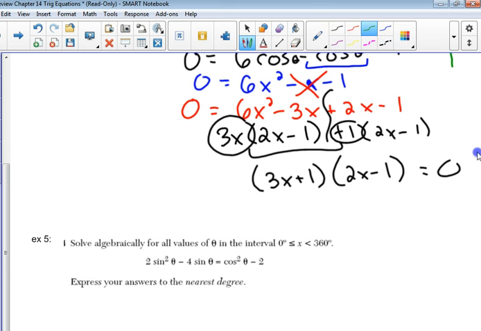That equals 0. Right, you've got to find x. What would you guys get if you set that one to 0? Negative 1/3. Negative 1/3, good job. And then the other one, x equals 1.